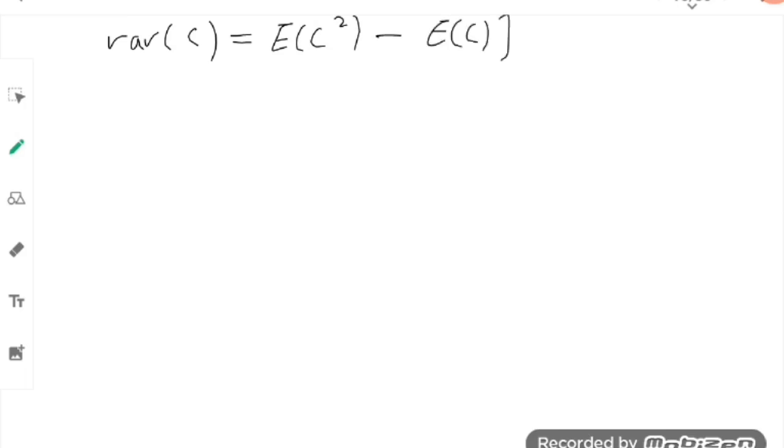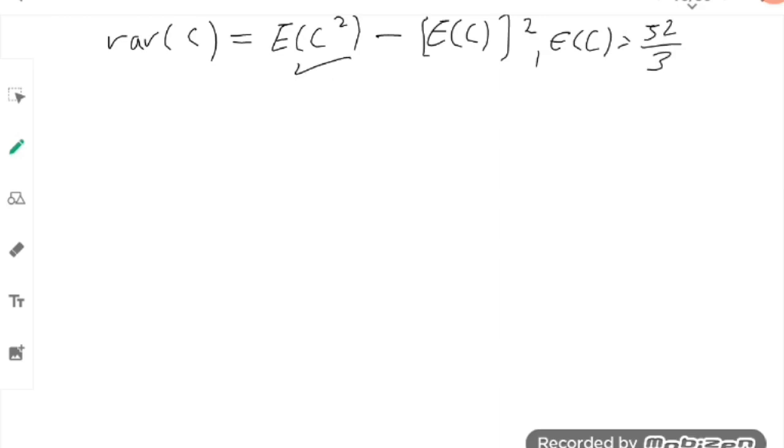We know that the variance of C, if we consider C as a random variable, we can apply the formula for the variance in terms of C. So this will be the expected value of C to the power 2 minus the expected value of C all to the power 2. We already found the expected value of C, which is 52 divided by 3. So we still need to find the expected value of C to the power 2.